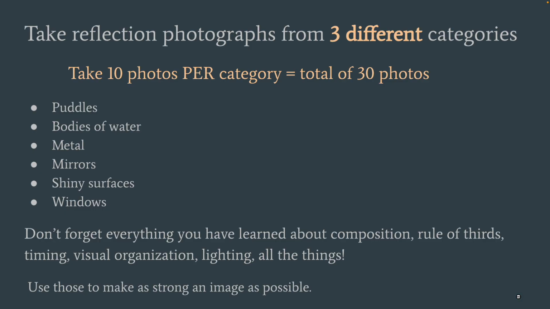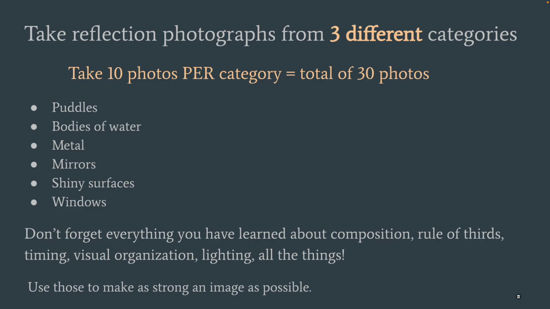So for the assignment, you're going to take reflection photographs from 3 different categories. So you have puddles, bodies of water, metal, mirrors, shiny surfaces, and windows. So you will pick 3 different categories. Doesn't matter which ones, totally up to you. You pick 3. And then you're going to take 10 photos per category for a total of 30 photos.